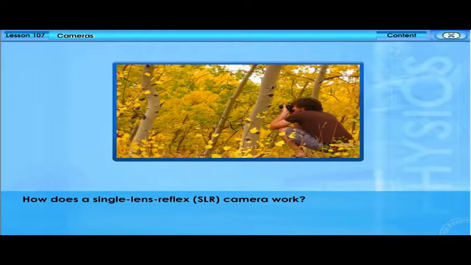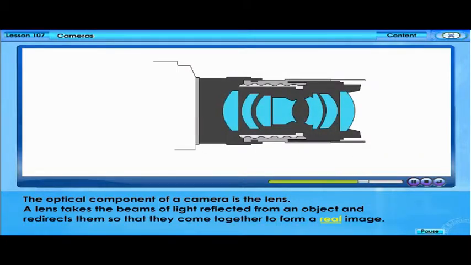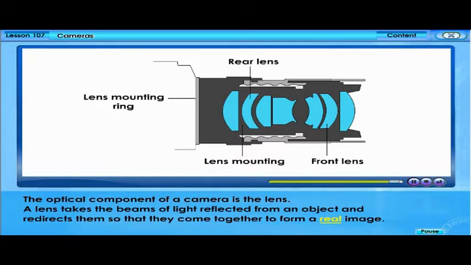How does a single-lens reflex SLR camera work? The optical component of a camera is the lens. A lens takes the beams of light reflected from an object and redirects them so that they come together to form a real image.